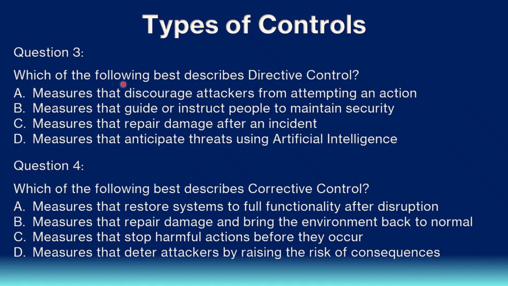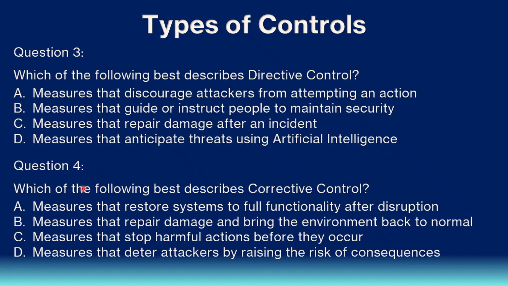Question 3. Which of the following best describes directive control? Measures that discourage attackers from attempting an action, guide or instruct people to maintain security, repair damage after an incident, or anticipate threats using artificial intelligence.